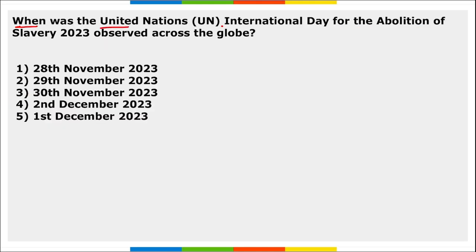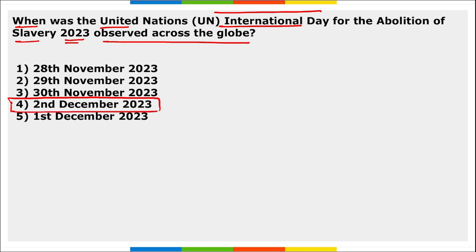Next, when was the UN International Day for the Abolition of Slavery 2023 observed across the globe? When do we observe it? The UN International Day for the Abolition of Slavery was observed on 2nd of December. Correct? And this day is observed to create awareness about and to combat and eradicate the various forms of slavery, such as human trafficking, sexual exploitation, child labor, forced marriage, forced recruitment, etc. Right?